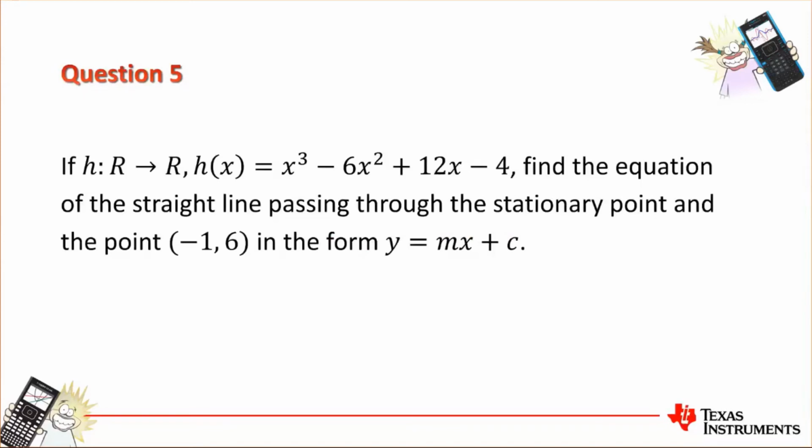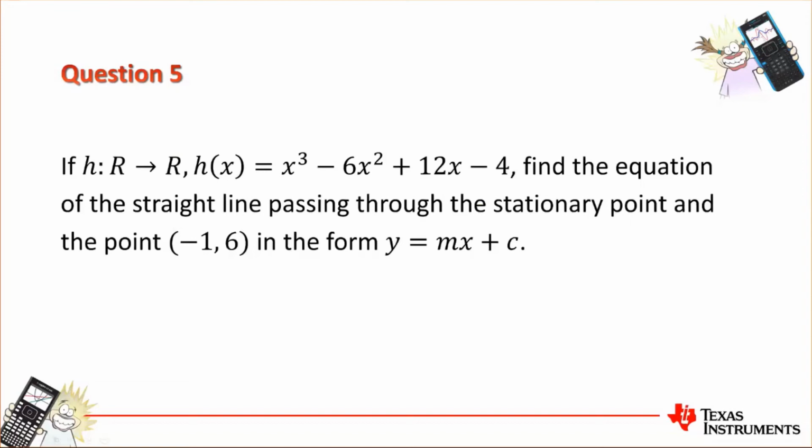So our next question. If function h is defined by that cubic, we've got to find the equation of the straight line passing through the stationary point and the point -1, 6 in the form y equals mx plus c. So just a moment to think about what we've got to do. We've got the stationary point and this other point, and I've got to work out the equation going through those 2 points. Is there something in our answers that we could do that by?